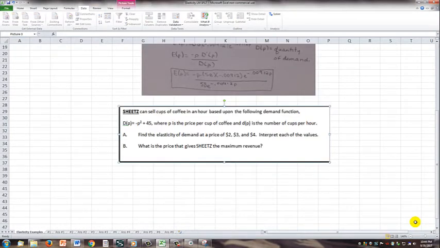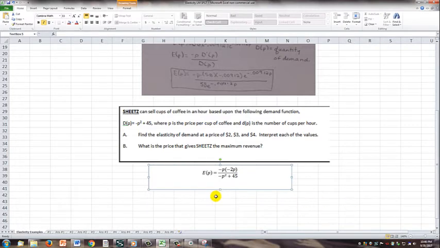Okay, so our second example is the Sheets example. Sheets can sell cups of coffee in an hour based upon the following demand function: D of P equals negative P squared plus 45, where P is the price per cup of coffee and D of P is the number of cups per hour. A, find the elasticity of demand at a price of $2, $3, and $4 and interpret each of these values. And then second question, what is the price that gives Sheets the maximum revenue? So you would always be asked to write the elasticity function on paper, and so we'll do that. You try it, and then I'll have it posted up here in just a second.